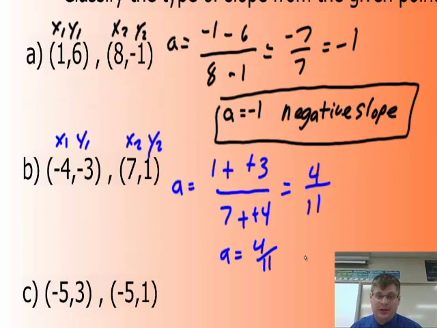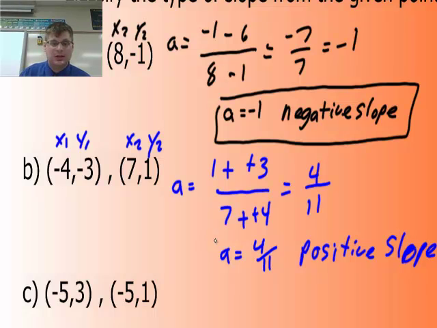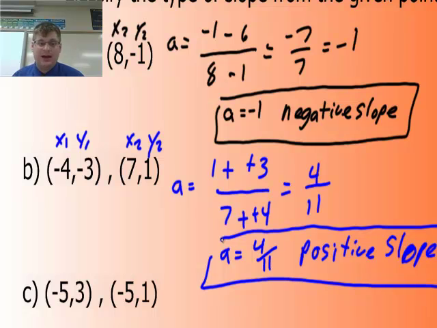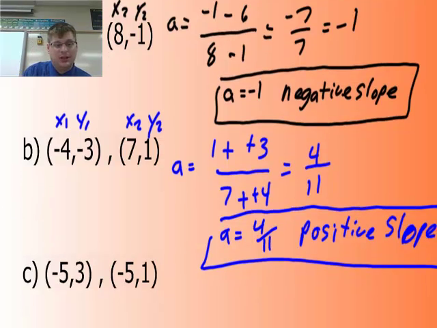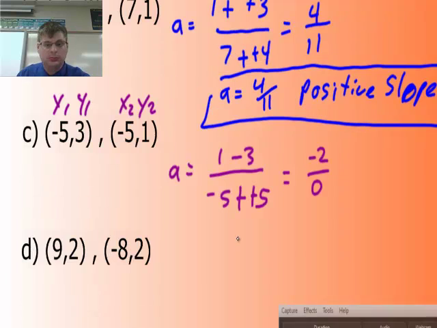Bam! There it is. We end up with a equals 4 over 11, which is a positive number, so this one is a positive slope. It's going to rise from left to right. So look at your positive slope graph, and it should look something like that. All right, let's try the next one. See if you can do that one on your own and see what you get. In 3, 2, 1.